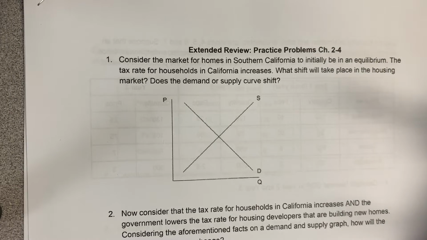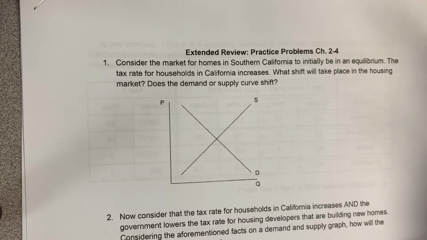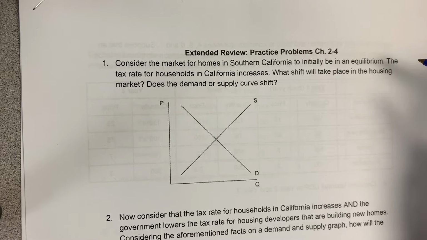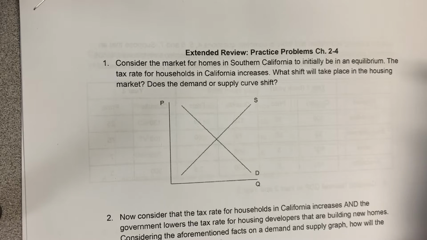So let's get started. Number 1, consider the market for homes in Southern California to initially be in an equilibrium. The tax rate for households in California increases. What shift will take place in the housing market? Does the demand or supply curve shift? So first we want to analyze what happens to the market, what happens to supply or demand.